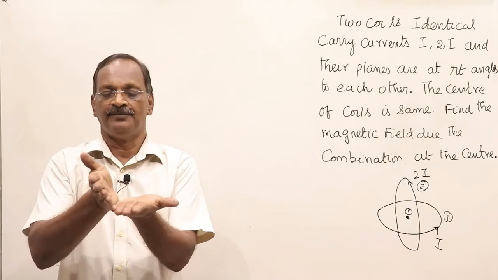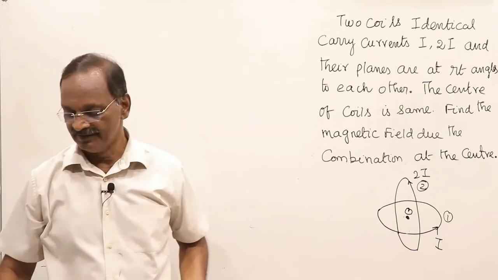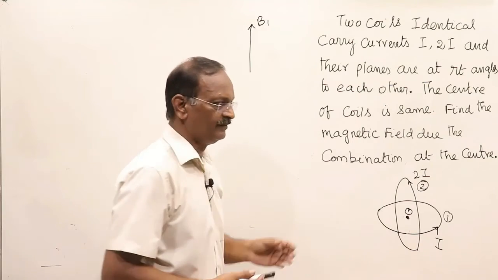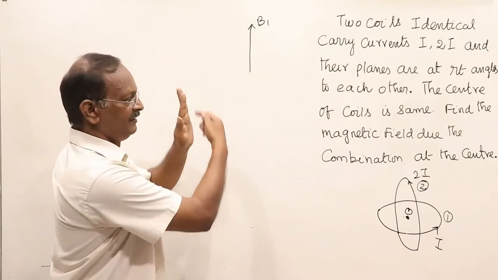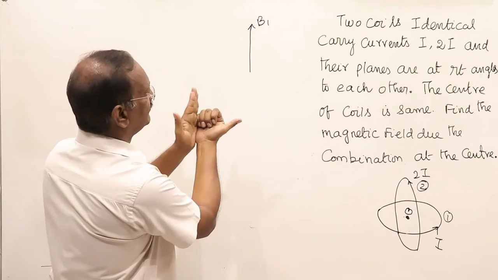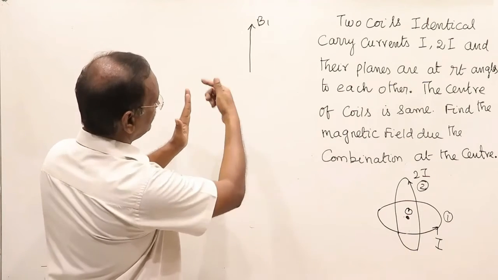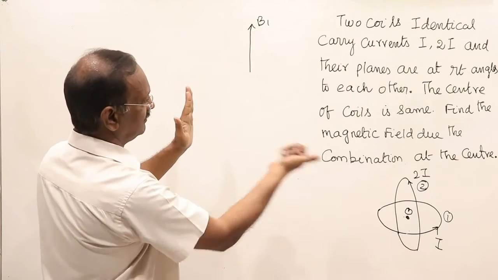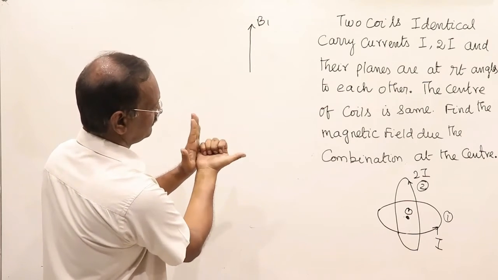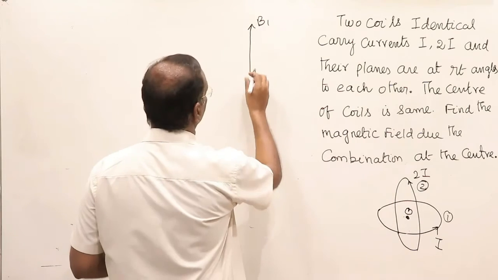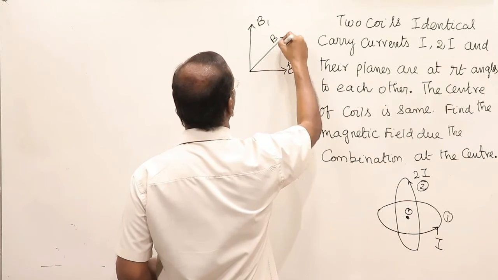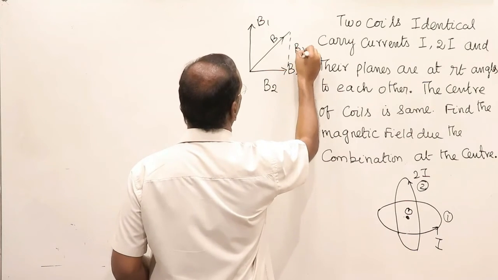If we curl the fingers in the direction of the current, then the magnetic field is in the upward direction. So for the first one, the magnetic field is in the upward direction. The second one is lying in this plane and carries current this way, which means if we put the fingers like this, the field will be in this direction. Both planes are at right angles. So for the first one the field is upward, and for the second one the magnetic field will be in this direction, B2. If we take the resultant, it is in this direction, where this is B2 and this is B1.